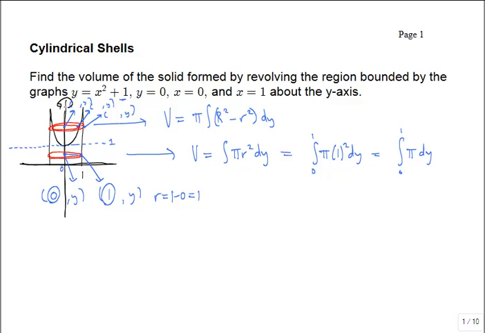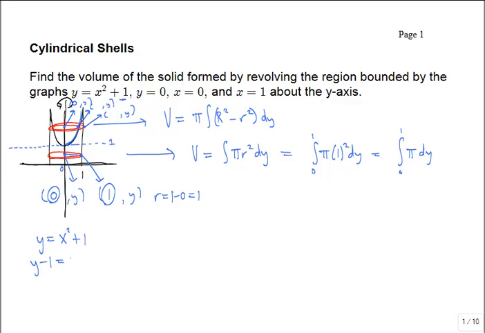The center point is on the y-axis, so its x value is 0. The middle point is on our curve, so we want to use this curve, but I can't use x squared plus 1 because this is a dy integral. I need to know what x is in terms of y. So we would have to solve this for x.